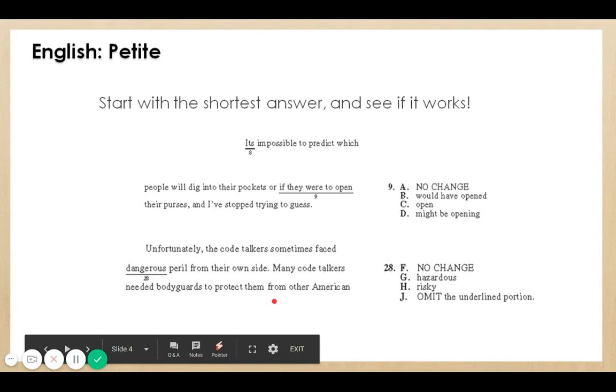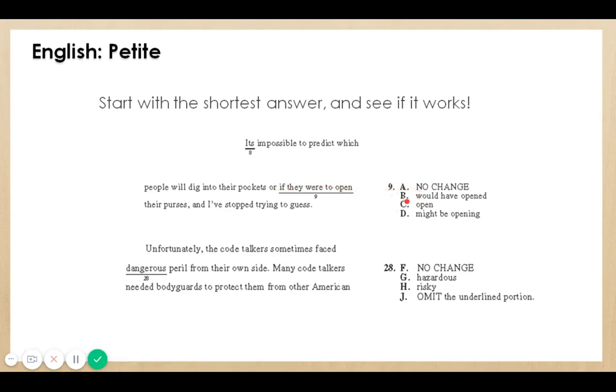So let's look at a couple examples. When I say start with the shortest answer, so for number 9, and before I even look at what's here, open would obviously be the shortest answer. So I'm going to read, it's impossible to predict which people will dig into their pockets or open their purses, and I've stopped trying to guess. That sounded right to me, and it actually is the right answer.